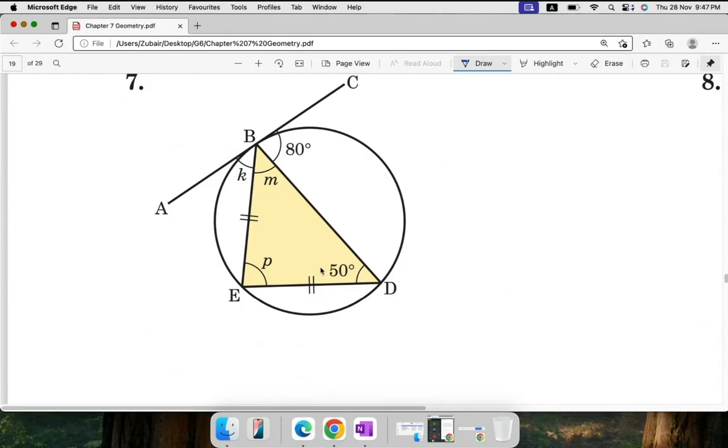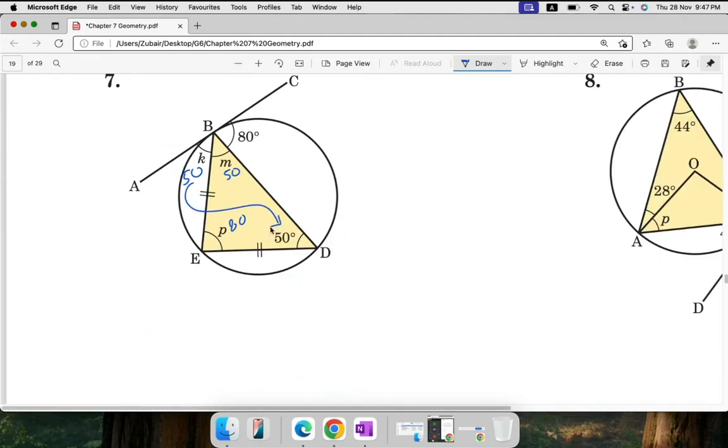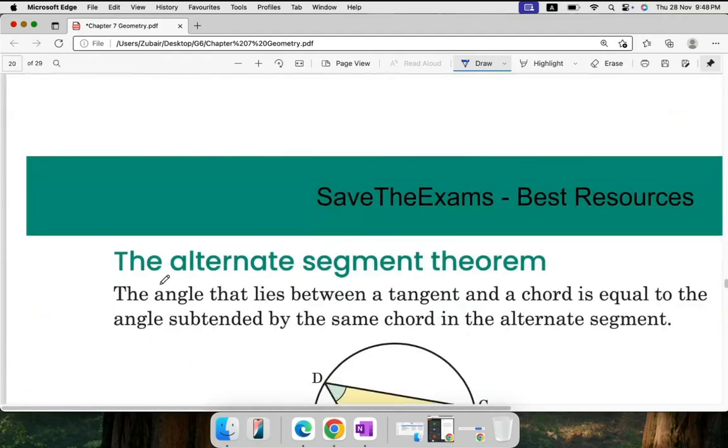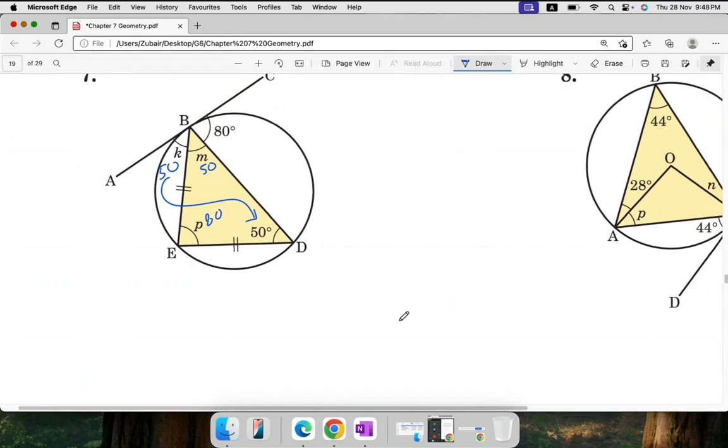Do you see these lines? ED and EB are equal. Yes, sir. So that's isosceles, and this is 50 straight away. Now work out P or K in either order. P is 80, right? And K is 50. K is 50, yes. Okay, you see these two 50s? We will study this property as the alternate segment theorem in our next class. They could be copied directly, and this 80 as well.